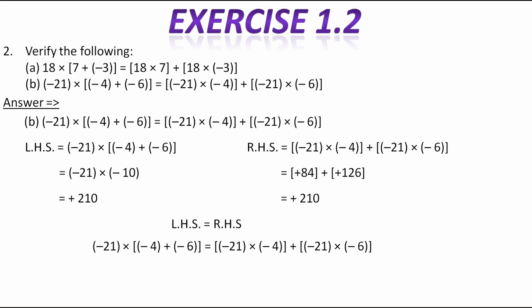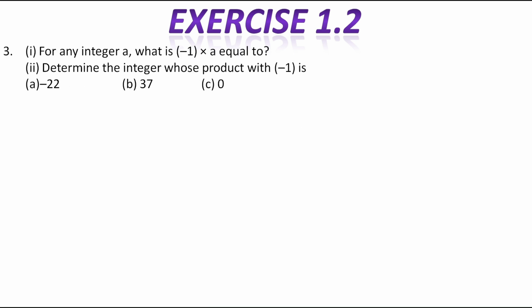Now let's move to the third question, that is, for any integer a, what is minus 1 into a equal to? So we have to check what answer we get when we multiply minus 1 into a. See here, a is a variable, it can be any integer. When we multiply a with minus 1, we will get the answer minus a, because here a is positive and minus 1 is negative. Whenever we have different signs for two integers, we will get the answer with negative sign, and a ones are a, so we are getting the answer as minus a.